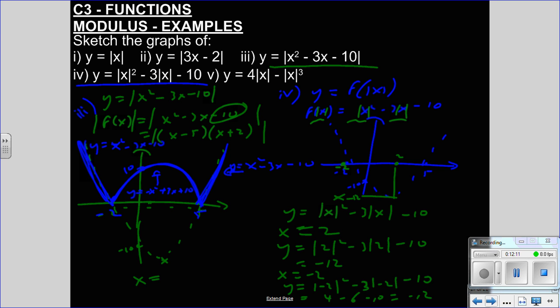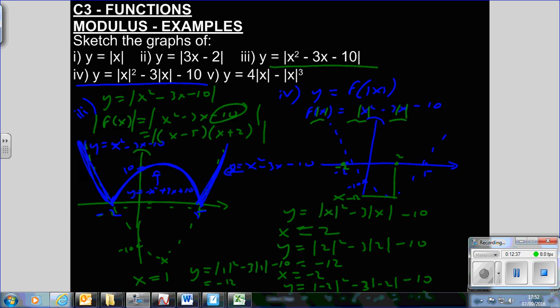If I went for x equals 1, I would get, in my original, y equals mod 1 is 1, minus 3 is minus 2, minus 12 is minus 10, let's do that again. So 1 squared, minus 3, 1, minus 10. So 1 squared is 1, minus 3 is minus 2, minus 10 is minus 12. And that makes sense because 1 must be on the other side of that turning point, so there's minus 12. So actually my original is like that.